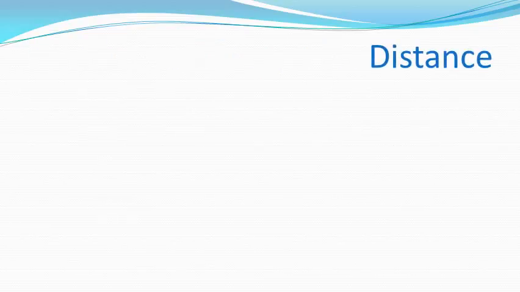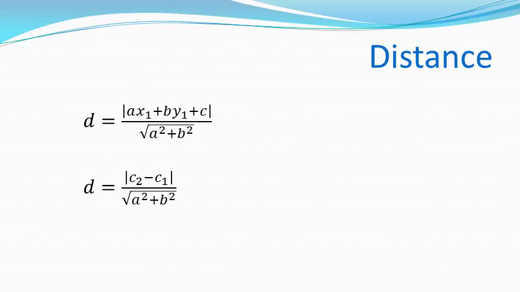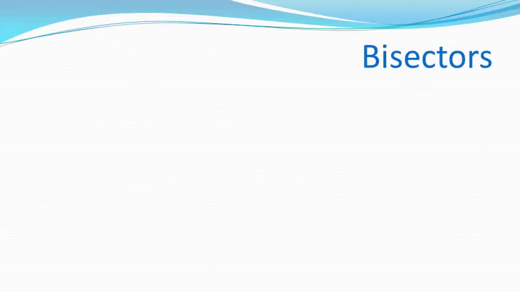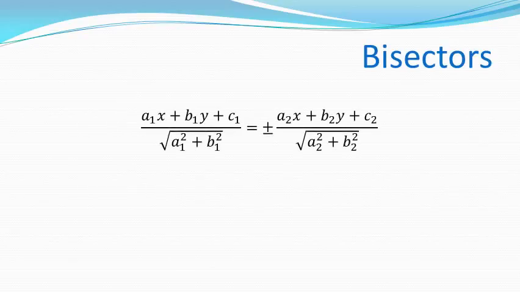The distance of a point from a straight line is given by this formula. So the point is (x1, y1), and the line is ax plus by plus c equals 0. The distance between two parallel lines is given by this formula. The equations of bisectors is given by this formula, and the two bisectors are always perpendicular to each other. Also notice that if c1 and c2 have the same sign, then the plus sign here represents the bisector of the angle in which the origin is present.